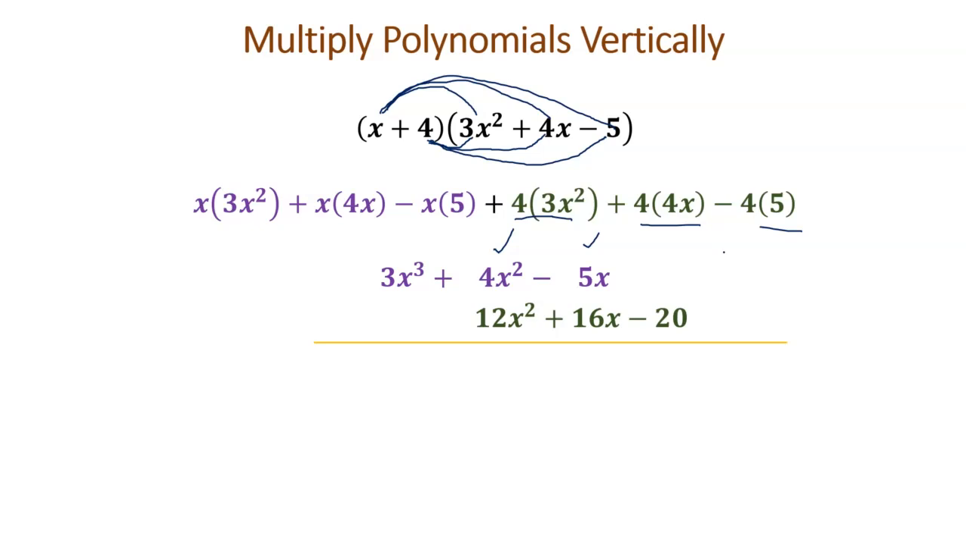Now I'm just going to combine. So here I don't have to see which terms are like. I exactly know. I'm going to bring down the 3x cubed. 4 plus 12 will be 16x squared. Negative 5 plus 16 will be positive 11x and minus 20. And that's your final answer. So either method you can use, either you can write and then combine horizontally, or you can write and do it vertically, just the way in this example.